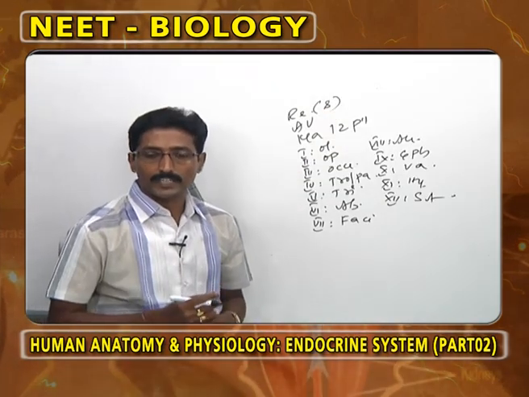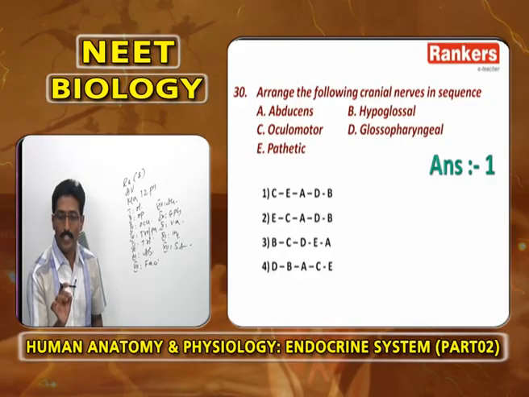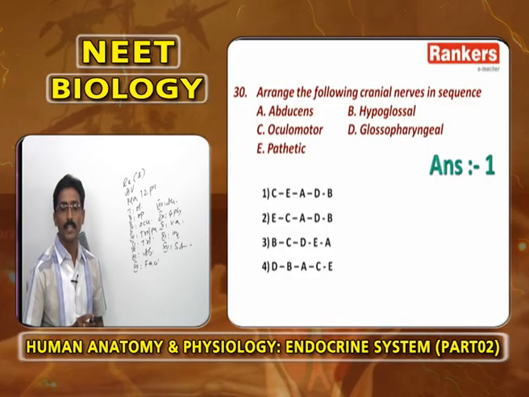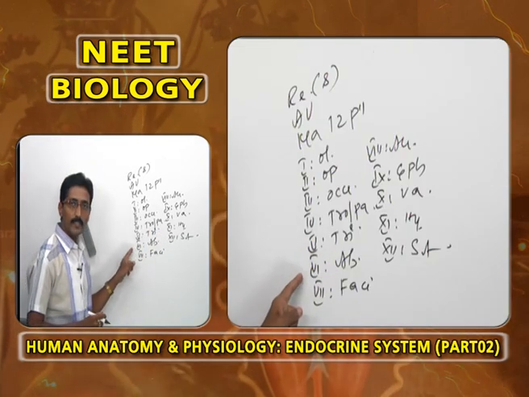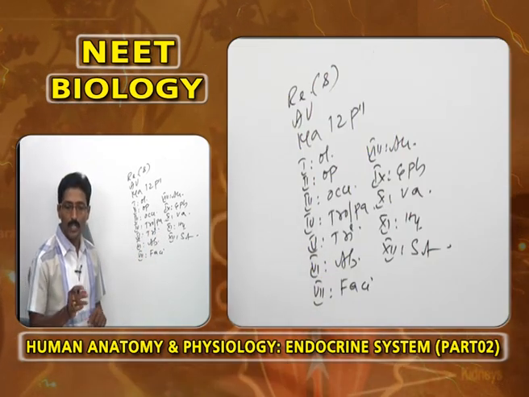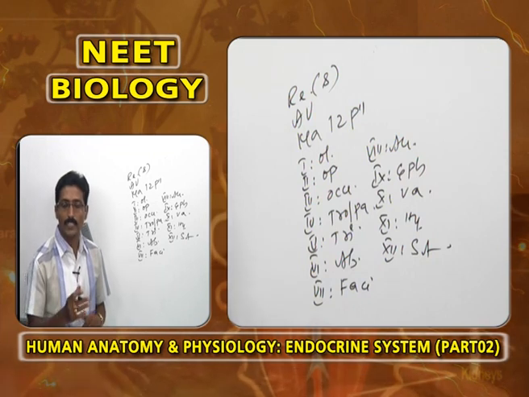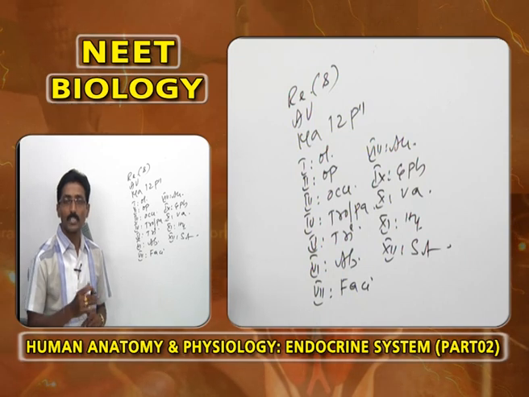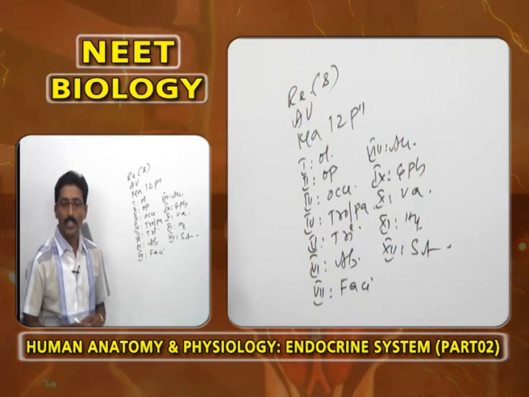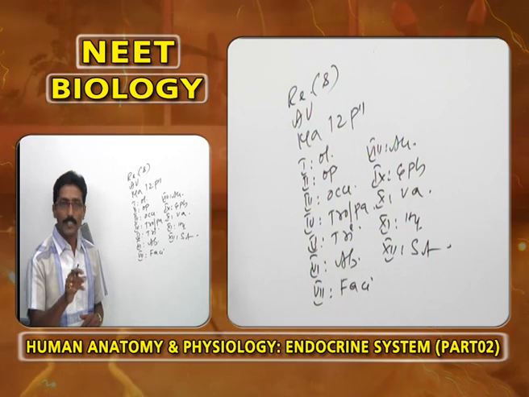Here what they are asking is to arrange the following cranial nerves in a sequence. Take for example abducens, that is the 6th pair of cranial nerves. What about the hypoglossal? That is the 11th pair. What is the glossopharyngeal? That is the 9th pair. What about the oculomotor? That is the 3rd pair. What is the pathetic? That is the 4th pair.